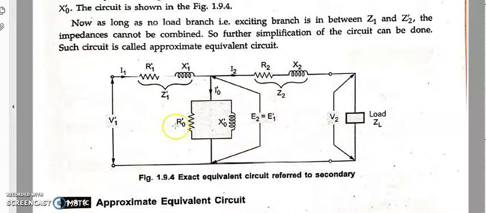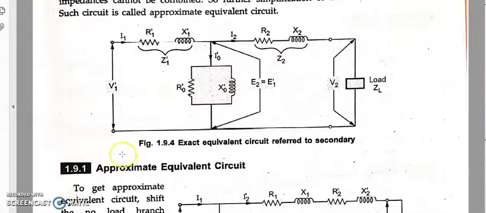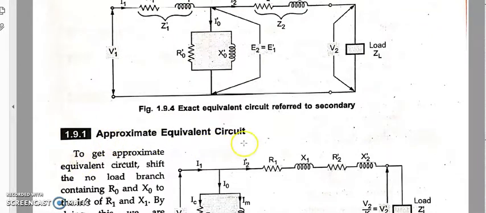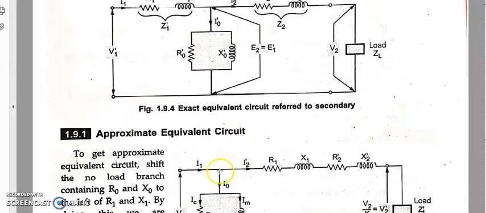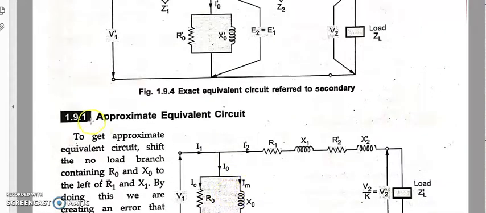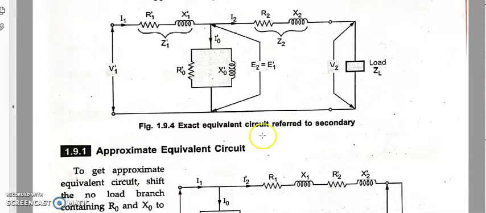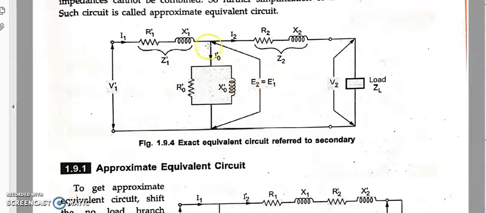Okay, so let us reduce this again to a simpler circuit. That's why it is called the approximate equivalent circuit. It is not 100% true. It has its own flaws, so that's why it is called the approximate equivalent circuit. Now what I'm going to do here is shift this exciting circuit towards the extreme left of the circuit.